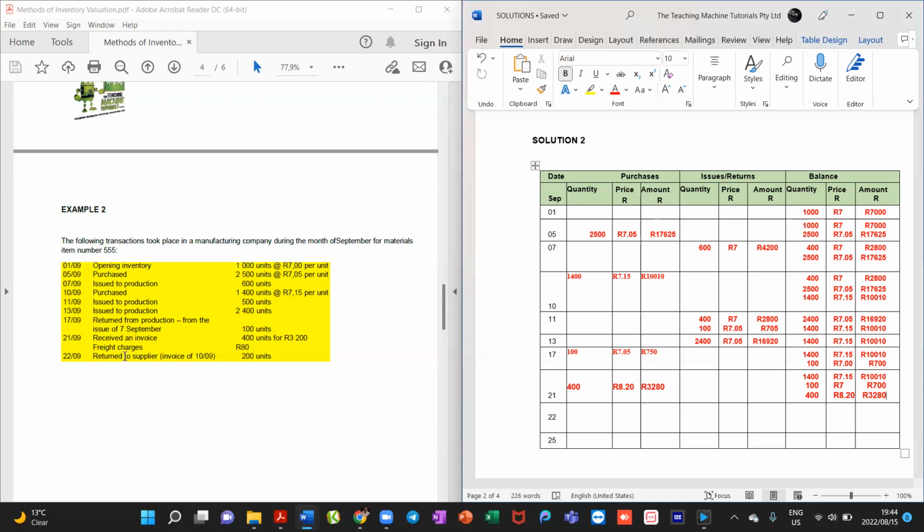On the 22nd, it says, you see now it's different, guys. It says return to who? To the supplier. And then the invoice is on the 10th. What is the price on the 10th? It's 7.15. All right, so how are we going to record this? Go to this issues and returns column. How many units were returned? 200 units. What is the price on the 10th? Let me go to the 10th. The price is 7.15. Okay. How much is 200 times 7.15?